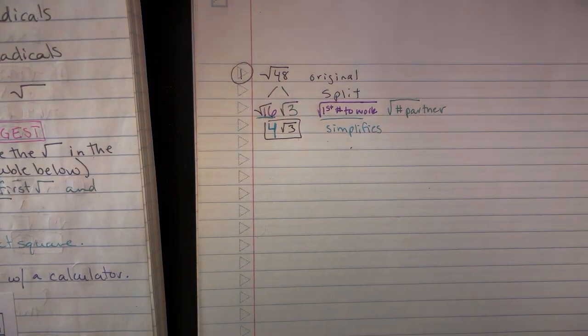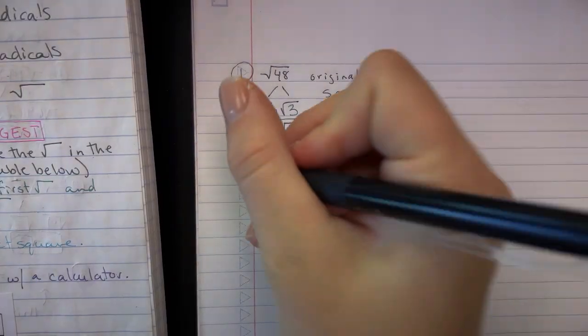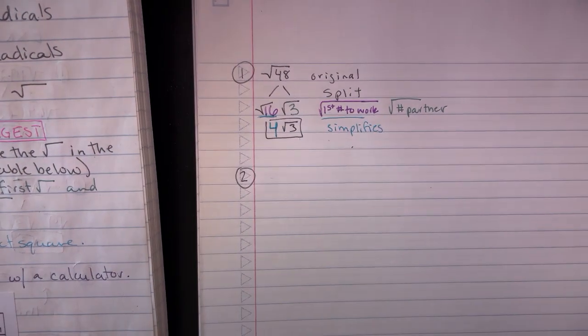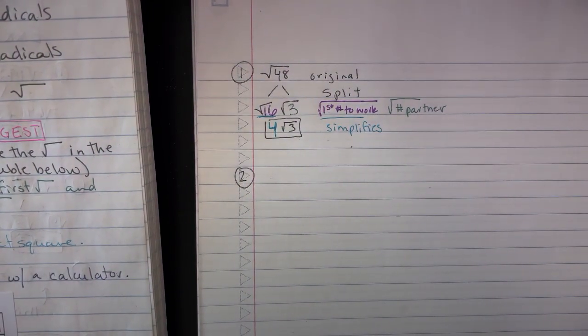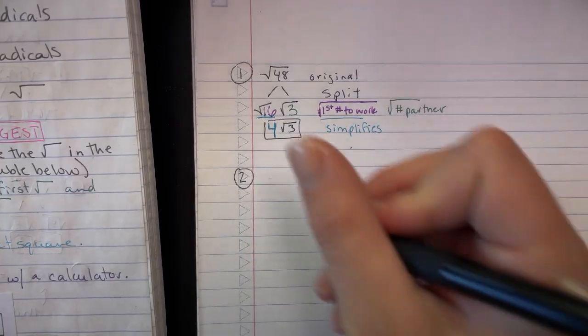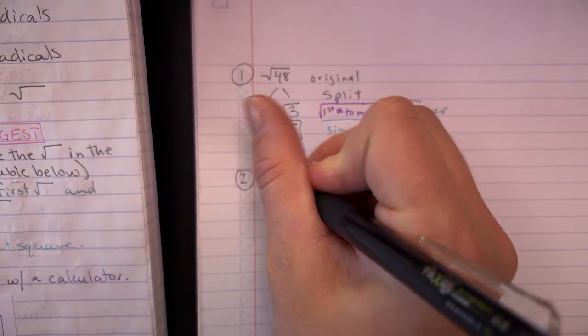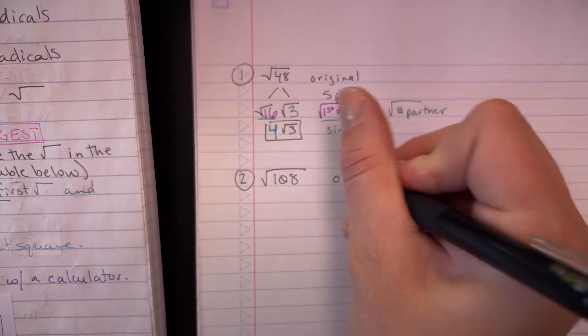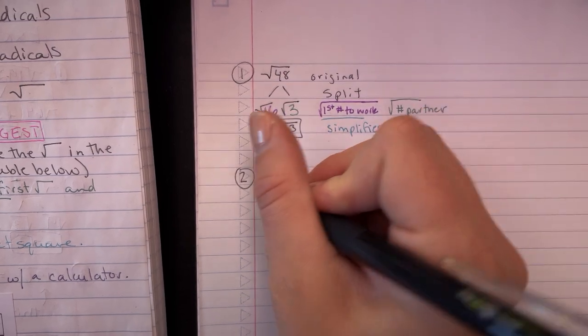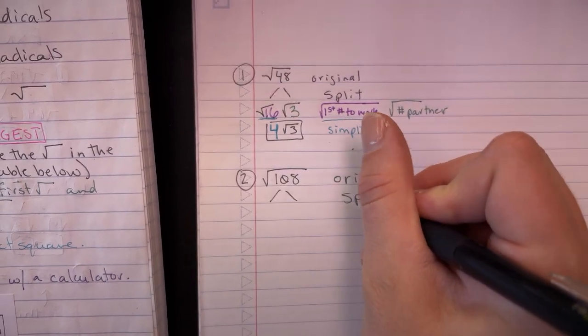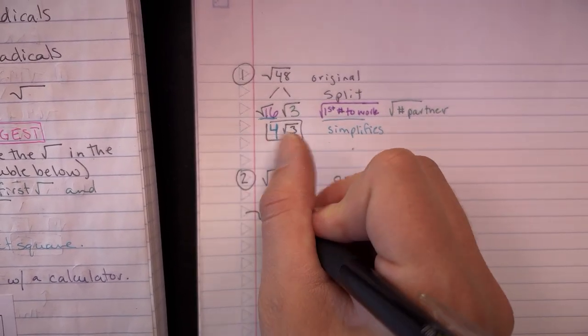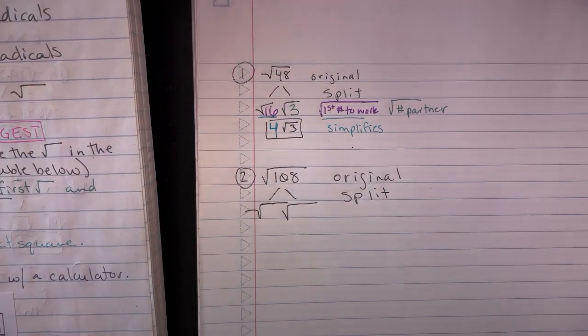All right, next. Again, I'm gonna keep with small numbers here. I'm only gonna do 2 examples, that way you can rewatch them over and over. I got the square root of 108. This is the original. So once again, I'm gonna make a split with 2 square roots. Finding the first one that works.